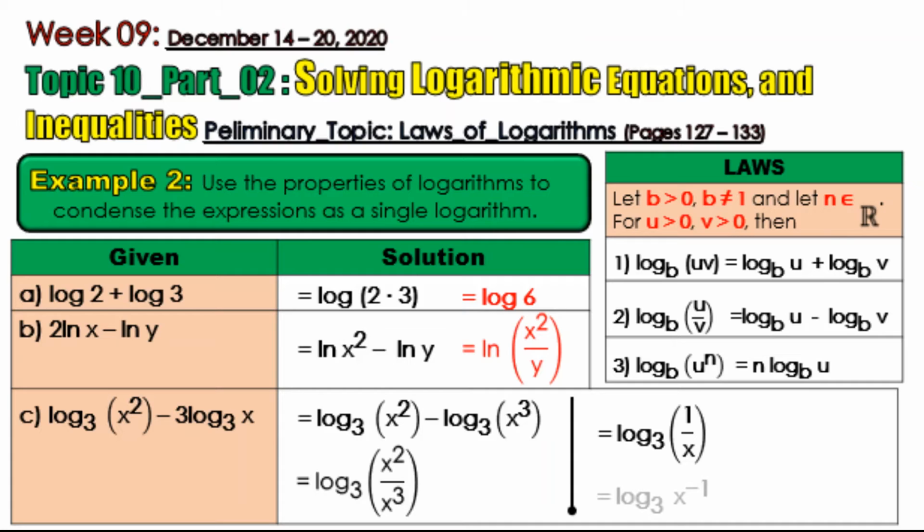And further, we can simplify this by applying the laws of exponent. The exponent of x is positive 1. If we will be expressing this with a negative exponent, this is x raised to negative 1. Okay, and therefore, since the exponent of x is negative 1, applying the third law, the negative 1 can be the multiplier. So this will be equal to negative 1, or negative logarithm of x to the base 3.